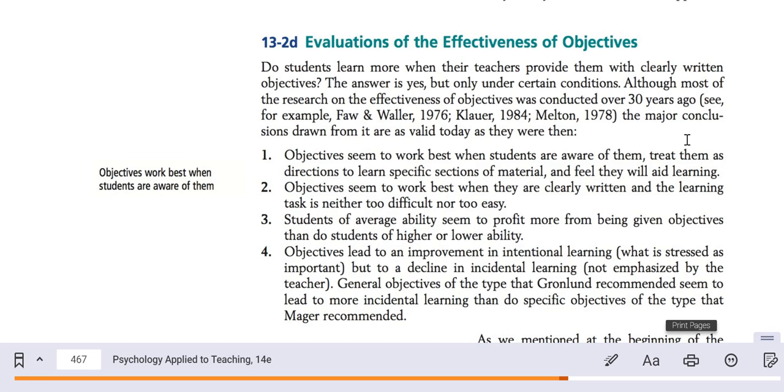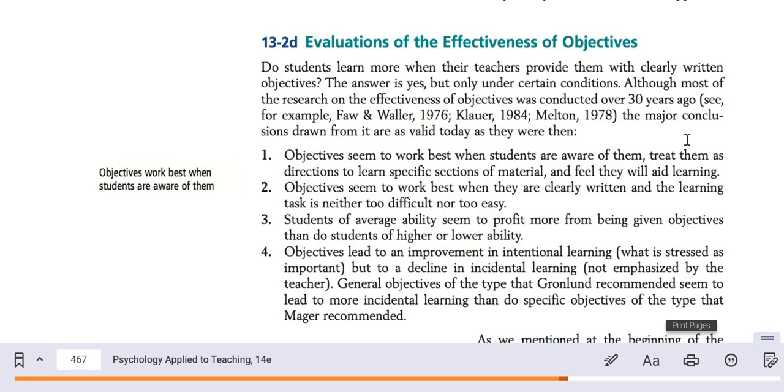Objectives seem to work best when students are aware of them, treat them as directions to learn specific sections of material, and feel they will aid learning. Objectives seem to work best when they are clearly written and the learning task is neither too difficult nor too easy. Students of average ability seem to profit more from being given objectives than do students of higher or lower ability.